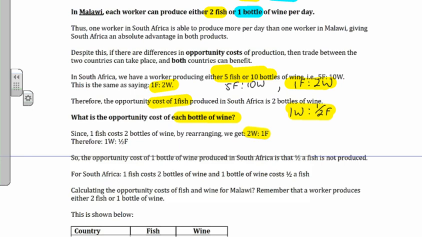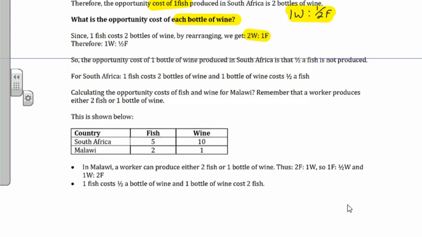Everybody comfortable? Okay. Now let's look at it from Malawi's point of view. Malawi can either produce in a day with a worker 2 fish or 1 bottle of wine. So what is their opportunity cost? Theirs is going to be 2 fish to 1 bottle of wine, or if you wanted to refine that further, 1 fish to half a bottle of wine, and on the reverse side, 1 wine to 2 fish.